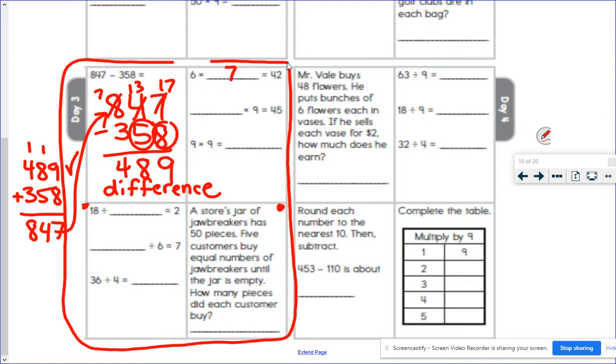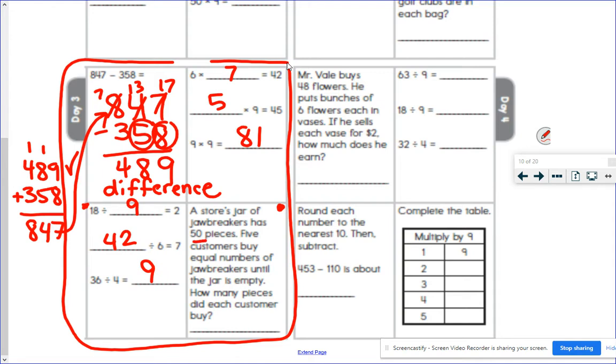Six times 7 is 42. 5 times 9 is 45. 9 times 9 is 81. 18 divided by 9 is 2. 42 divided by 6 is 7. 36 divided by 4 is 9.